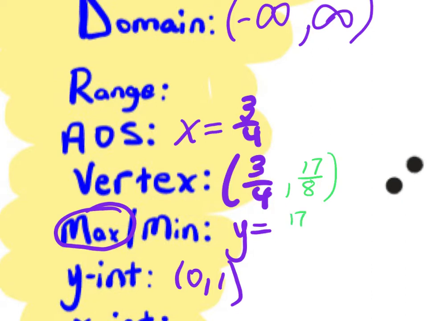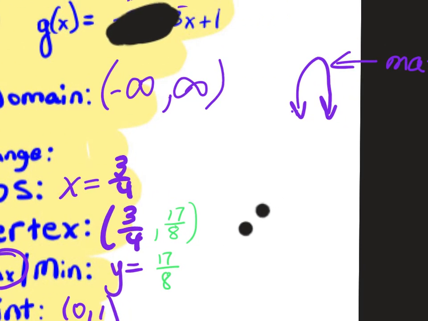That means my maximum value is y equals 17 over 8. So now let's look at our range. So my range, this is negative infinity down here.